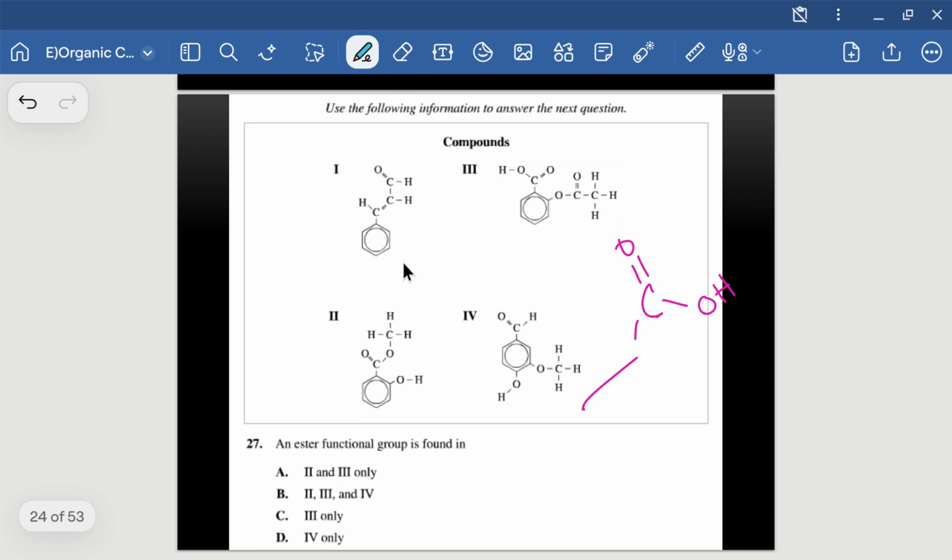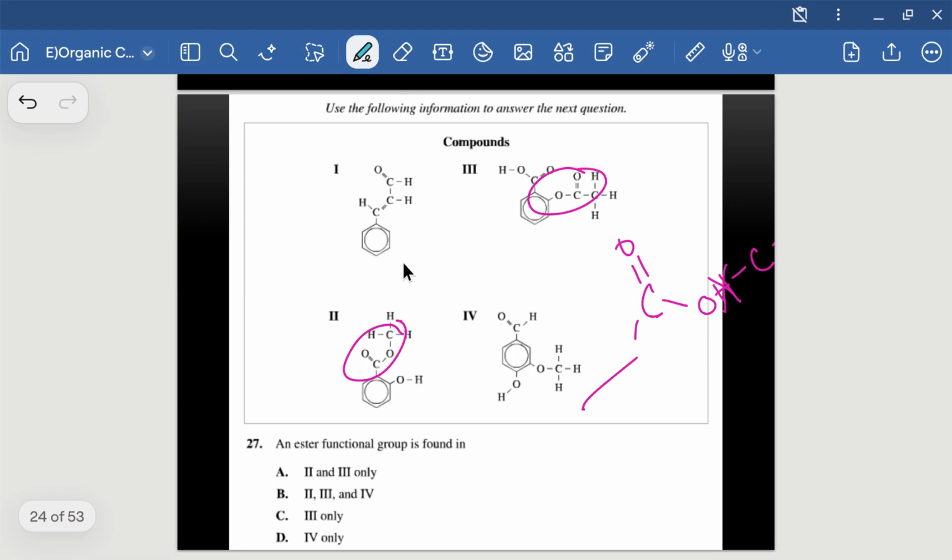So looking at our ester group, we definitely have one here. So carbon 3, or compound 3. We also have one here. So I'm looking at 3 and at 2. And that is all I am seeing. So I believe the answer here is A.